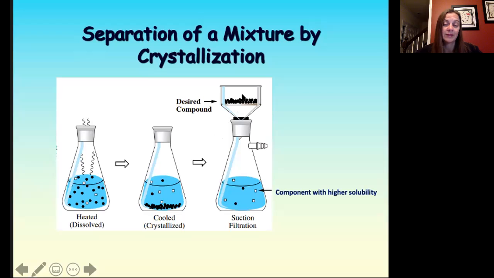So I know I said that we can't separate them by filtration. We cannot if it's all still in solution. But if by crystallizing out one of the solutes, then we can filter it out. Once it's crystalline, it's not actually in solution anymore.